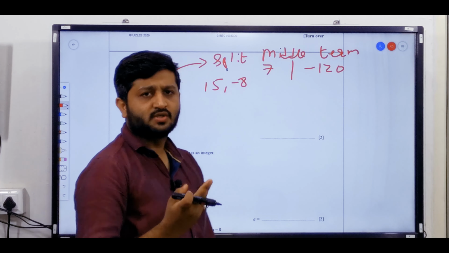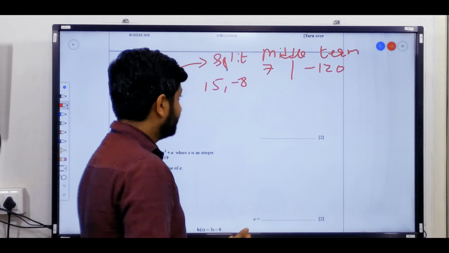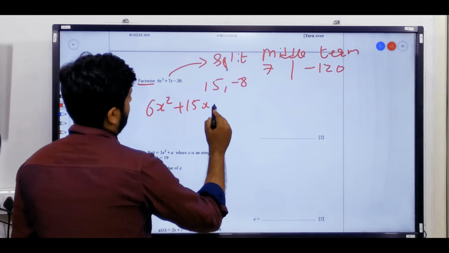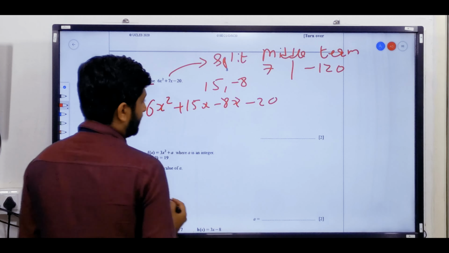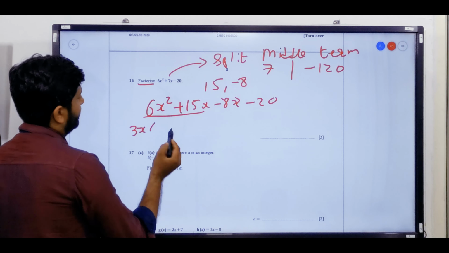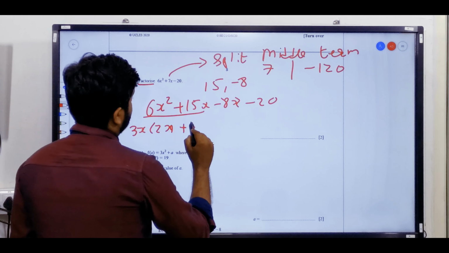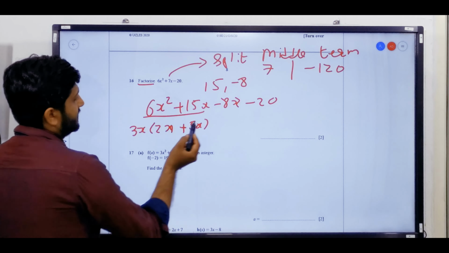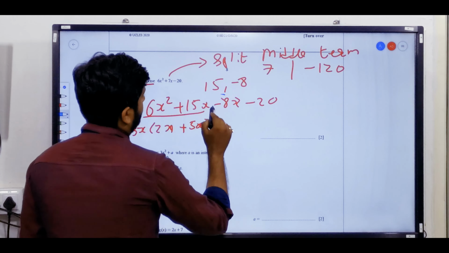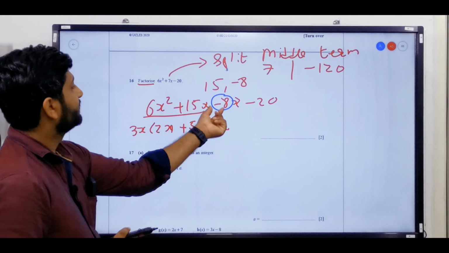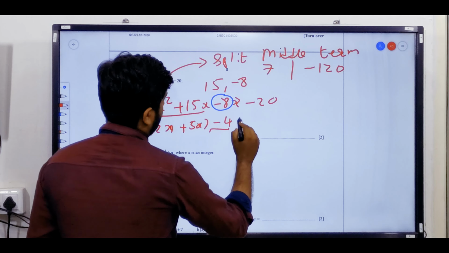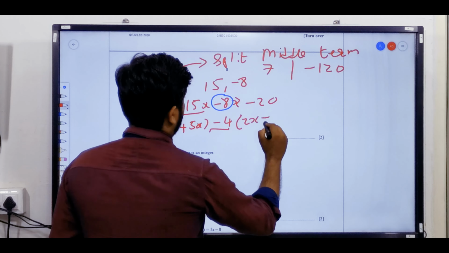You can also solve this in your calculator. 6x square plus 15x minus 8x minus 20. Now let us take, what can we take common here? 3x is common in the first two terms: 2x plus 5. Next, whatever you take common, make sure the number which you take common has the sign of the first term. So here the common term will be minus 4 and this will once again leave me with 2x plus 5.